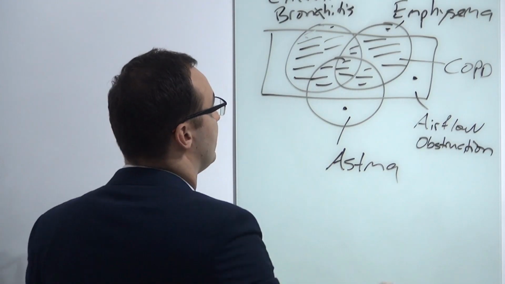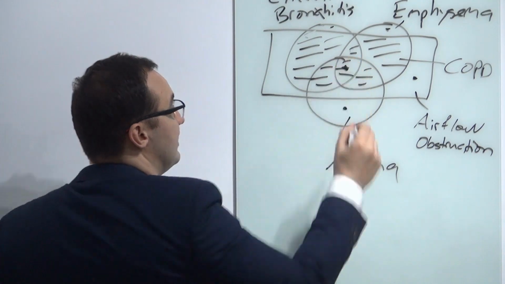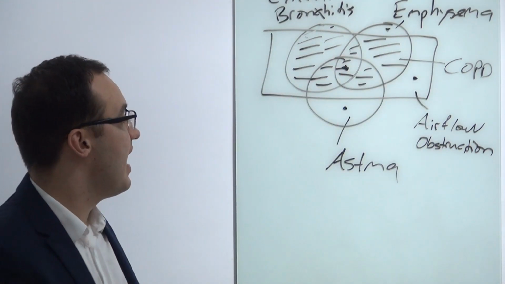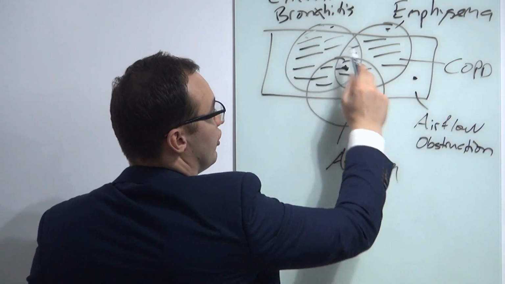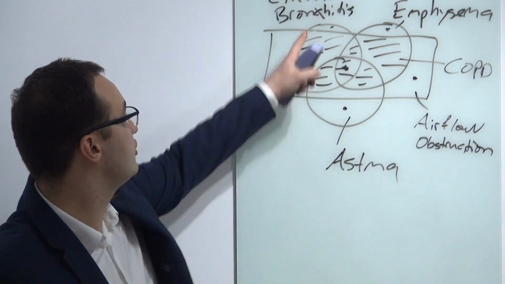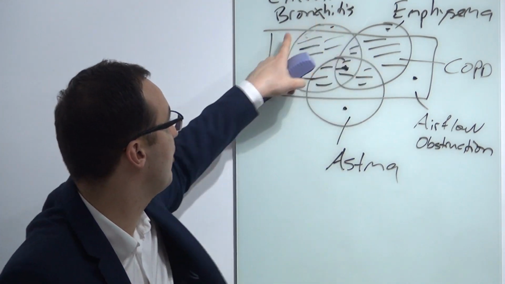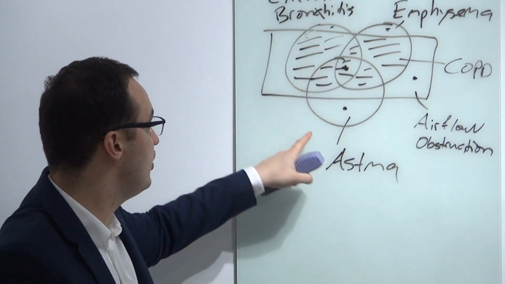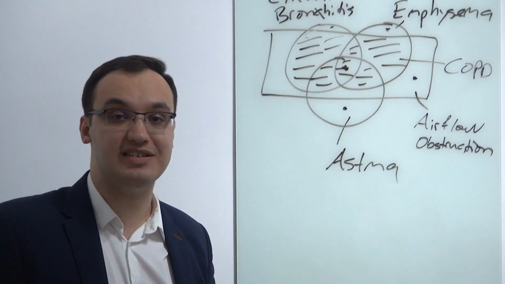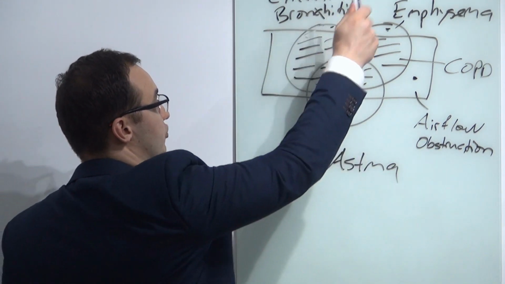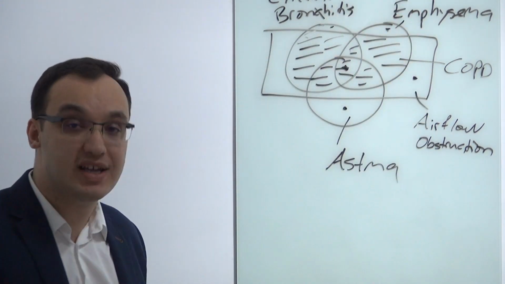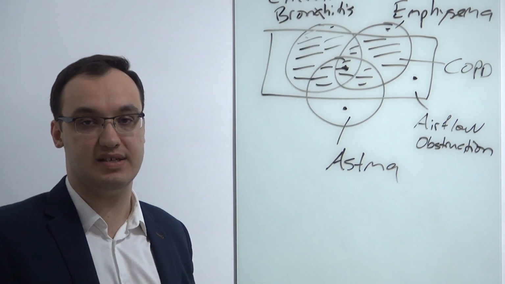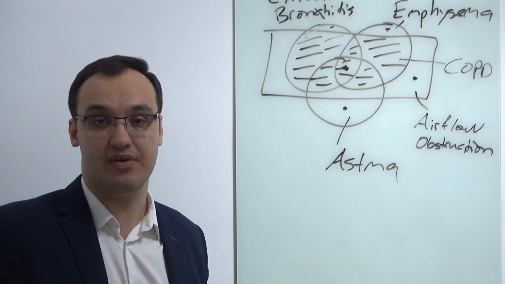For example, what is this type of patient here? This patient has an airflow obstruction because he's within the rectangle. He has COPD because he's in this marked area. He has chronic bronchitis because he's within the chronic bronchitis ring, but he's also within the emphysema ring, and also within the asthma ring. So this patient has everything: asthma, chronic bronchitis, emphysema, COPD. There exist people with four diseases at the same time. This is not rare, okay?